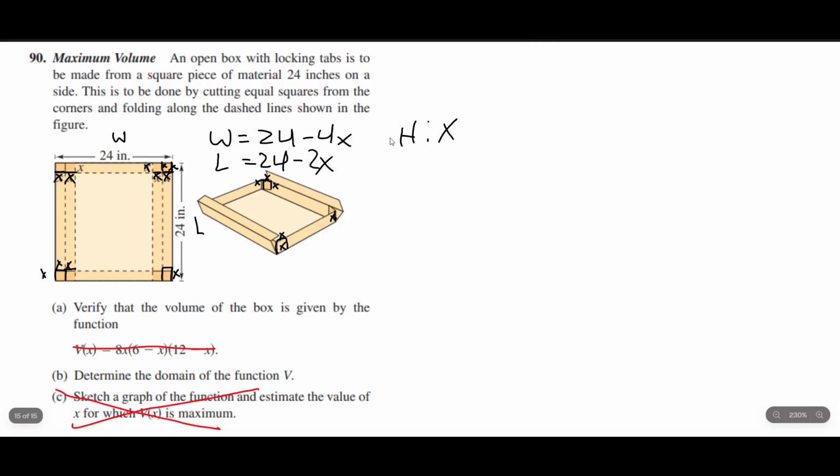So now putting this all together, volume is just length, 24 minus 2x, times width, 24 minus 4x, times height, which is x. Now we can take a sneak peek at this, and what you'll notice is that, wait a minute, this is not the same as that. This is 8x times 6 minus x times 12 minus x. Well, this is factorized fully, okay? Because you see here, there's a GCF of 2, there's a GCF of 4.